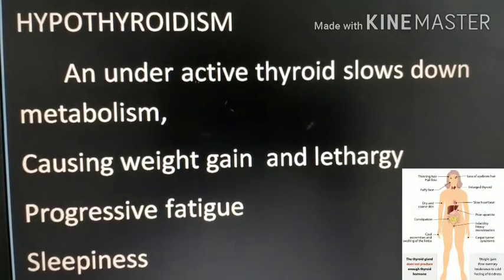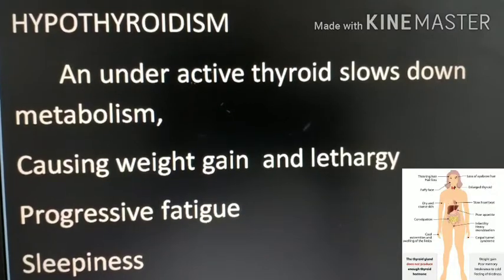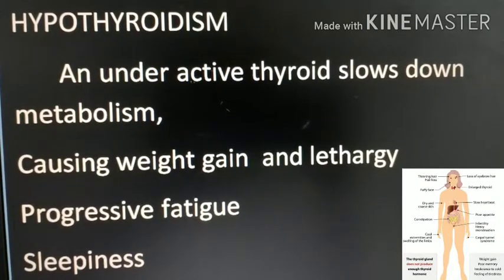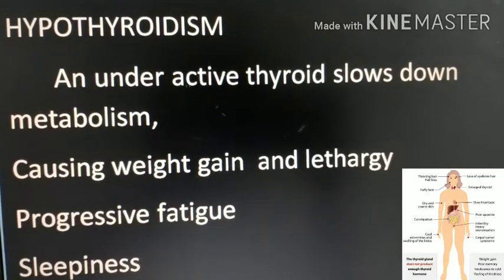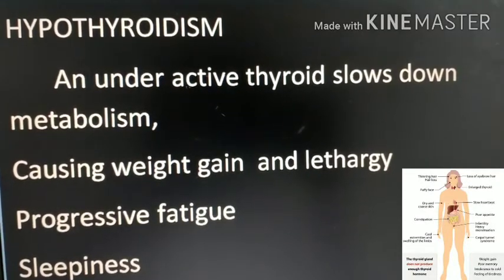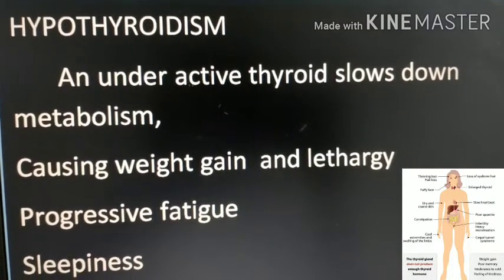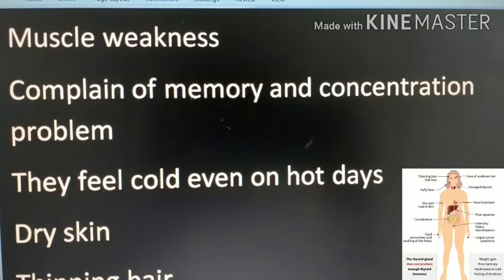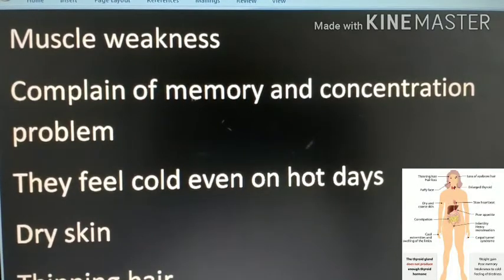So now let us know in particular what happens in hypothyroidism. In hypothyroidism, the hormone is secreted in less quantity than it is required. So an underactive thyroid will slow down the metabolism, causing weight gain and lethargy. I already told you in the functions that it regulates the rate at which the calories are burnt. So here, when the hormones are secreted in less quantity, metabolism slows down. Then there is weight gain and lethargy. There is progressive fatigue. There is sleeplessness. Then muscle weakness occurs. There is complaint of memory and concentration problem because even the metabolism of the brain slows down. They feel cold even on hot days.